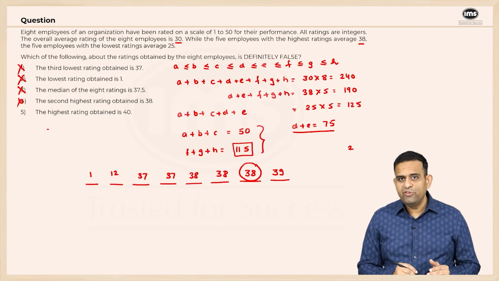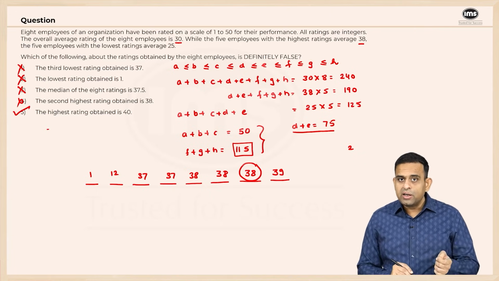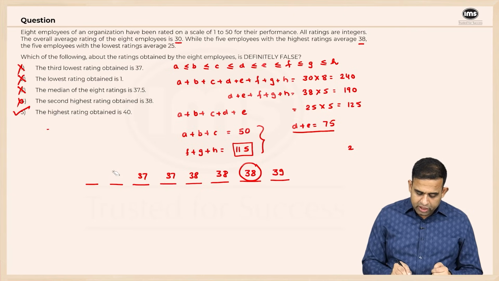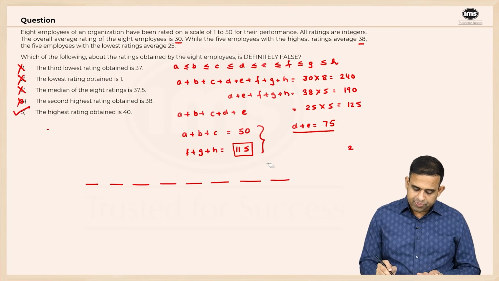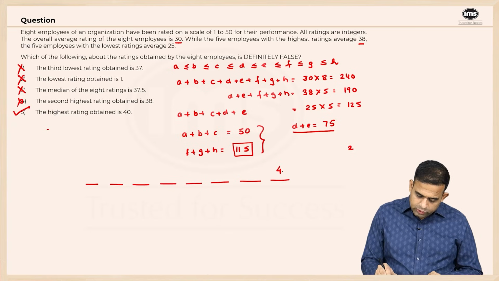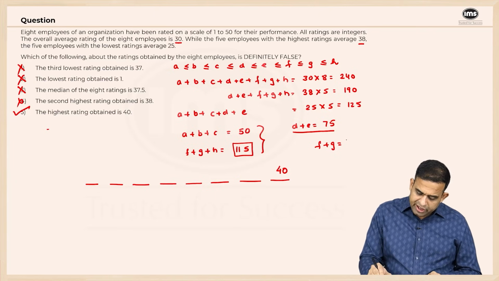If 1, 2, 3, 4 are ruled out, one can safely choose to mark option number 5. But let us also explore number 5 properly. They are saying the highest rating obtained is going to be equal to 40. If this is going to be equal to 40, this basically would mean your F plus G needs to be equal to the remaining 75.